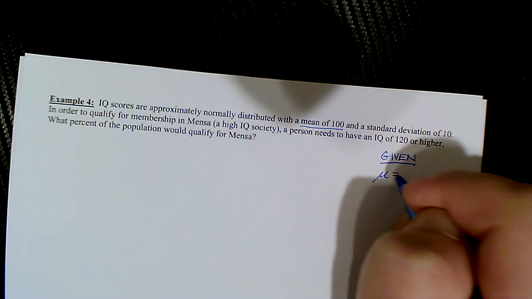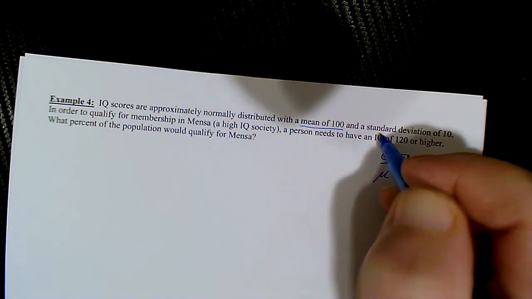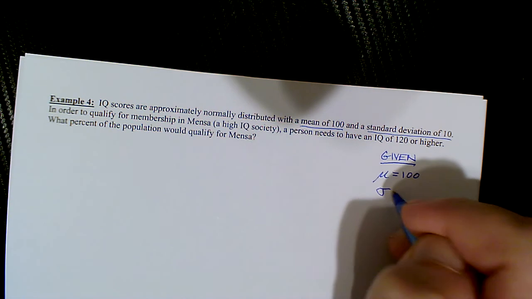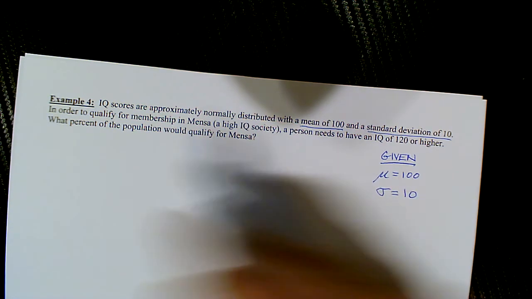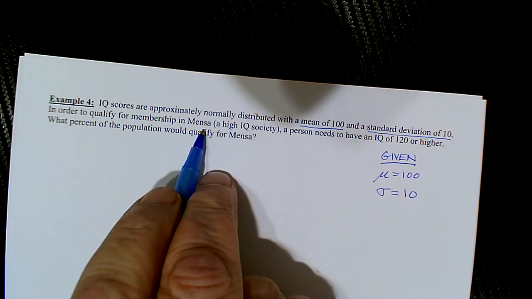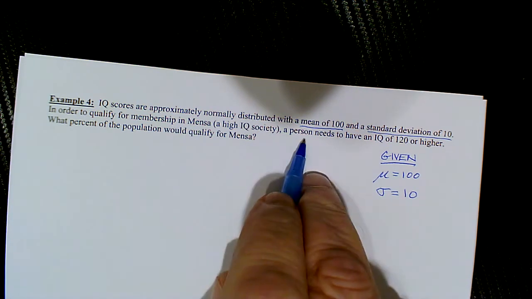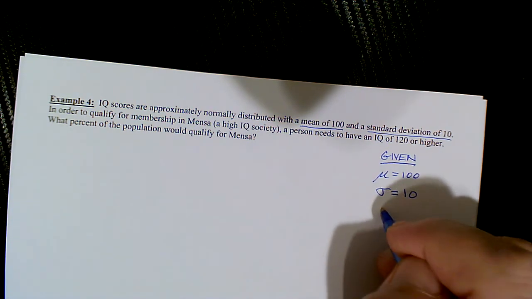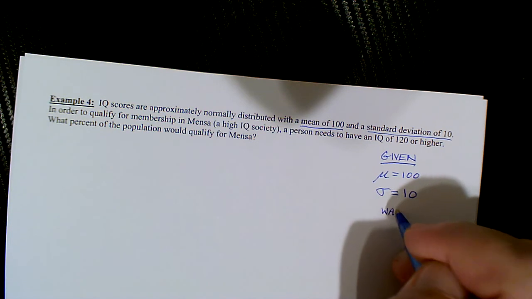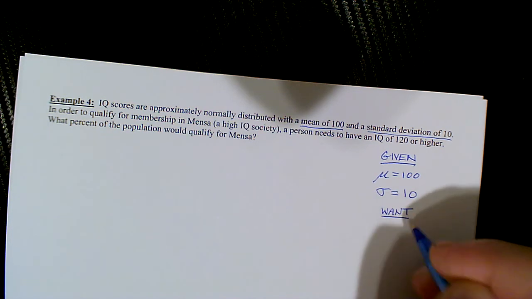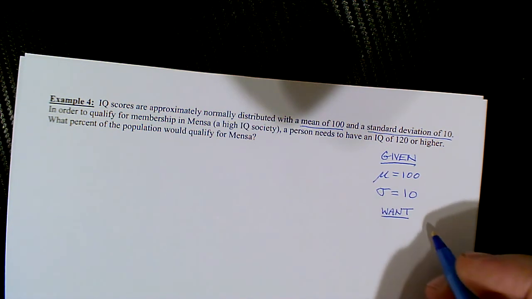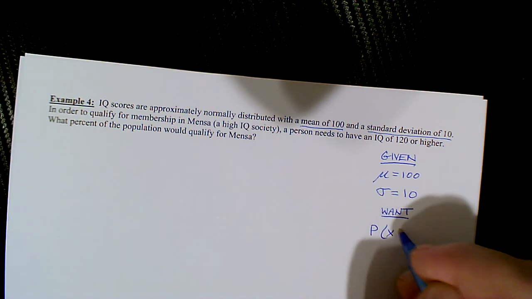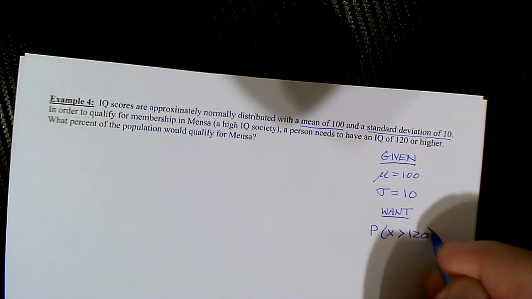So given mu is 100, standard deviation sigma is 10. If you want to be a member of Mensa, you have to have an IQ of 120 or higher. So we want to know the probability you would qualify for Mensa. And we want the probability that the X value is greater than 120.